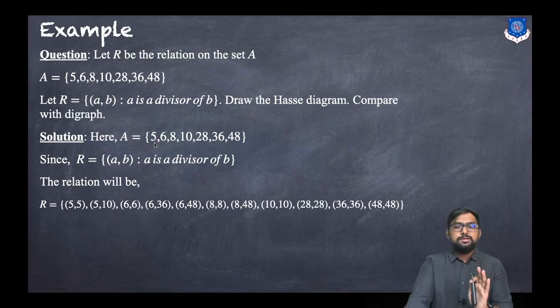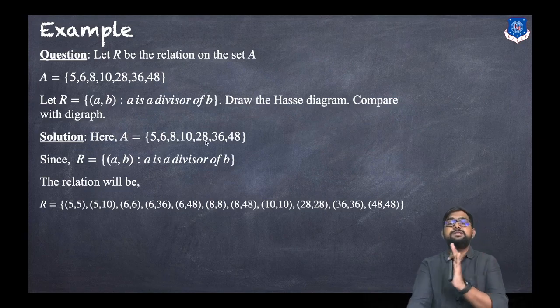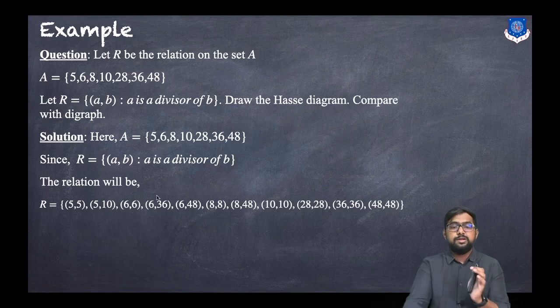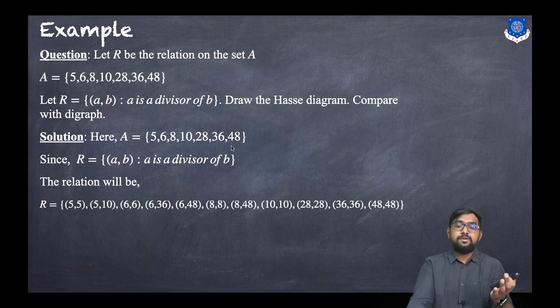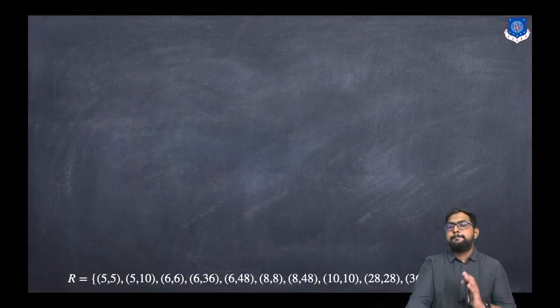Next, fix 5. 5 divides 10, so the pair (5,10) will be there. Then go to 6. 6 divides 36 as well as 48, so the pairs (6,36) and (6,48) will be there. Then 8 divides itself and also 48, so the pair (8,48) will be there. Now 10, 28, 36 and 48 divide themselves, which we have already discussed. So this will be the relation.